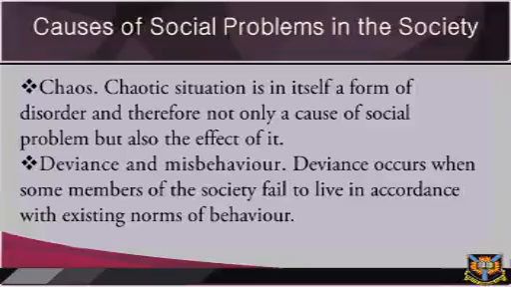Chaotic situations can come in many forms, from lack of proper guidance due to the absence of a father figure in the household to cultural conflicts that bring about a breakdown of rules and regulations. 2. Defiance and misbehavior. Defiance occurs when some members of the society fail to live in accordance with existing norms of behavior. Defiant acts or misbehavior have a tendency to cause tensions in social structure.